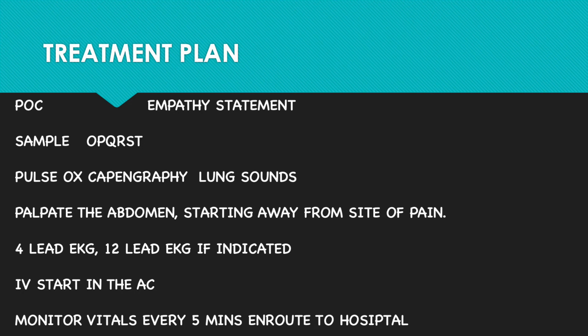The treatment plan for this patient is a position of comfort, an empathy statement, good baseline vitals. If you feel like you need to palpate the abdomen, always start away from the side of pain. You can check the pulse ox. If you think capnography is indicated, then do that as well. Same with an EKG, do a 4-lead, 12-lead if indicated. Get an IV started and monitor the vitals en route.